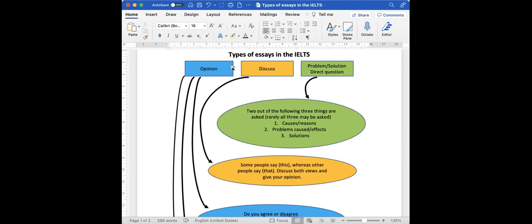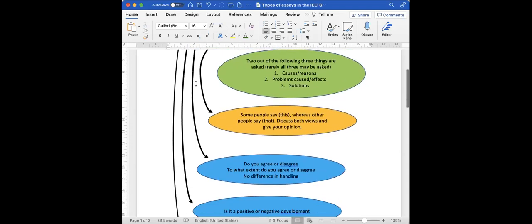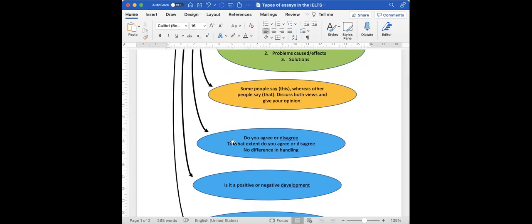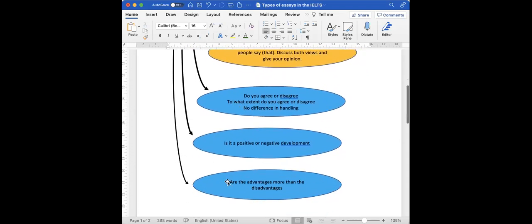So what about the opinion essays? There are 3 ways an opinion essay can be asked. In all these 3, basically your opinion is being asked. They'll give a statement and then they will ask you whether you agree or disagree, or to what extent do you agree or disagree. In all the 3, we have to give our agreement or disagreement in the introduction part, right? Yes, you have to give your opinion in all the 3.